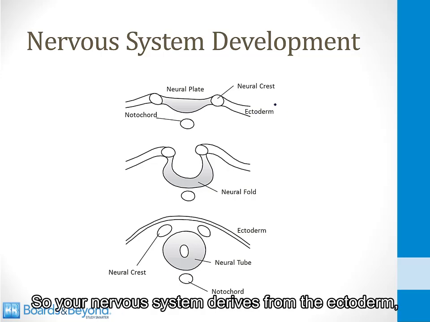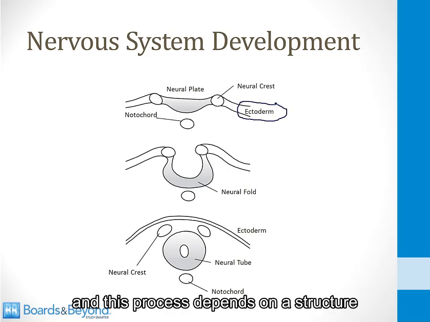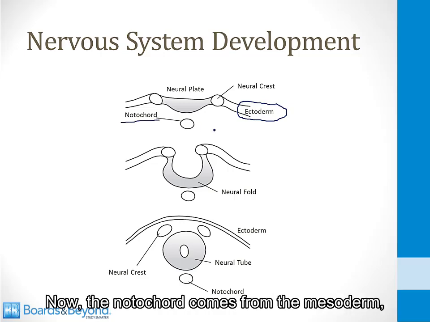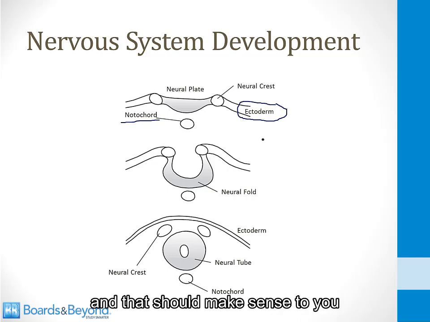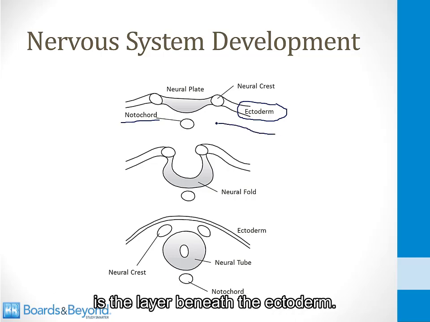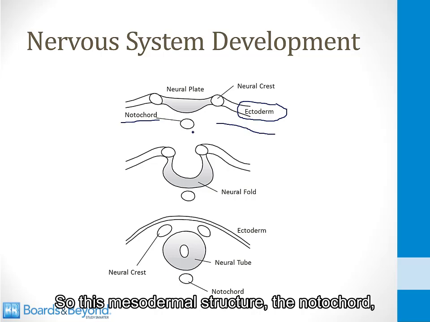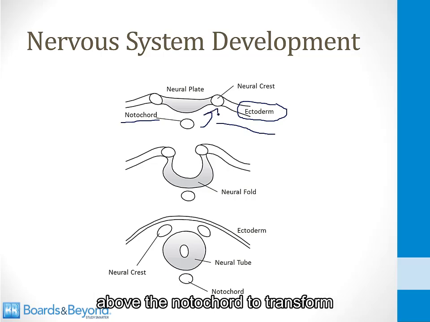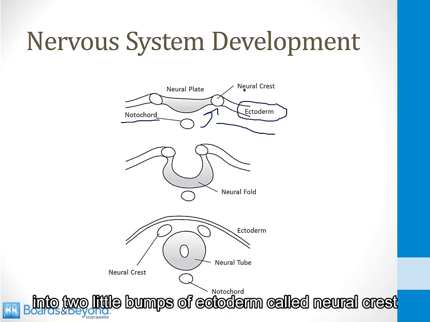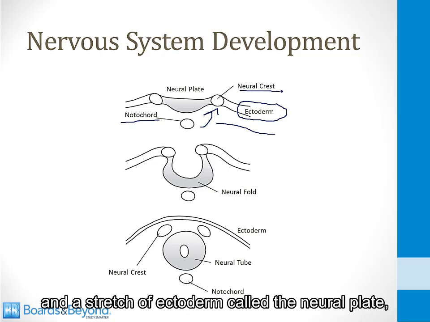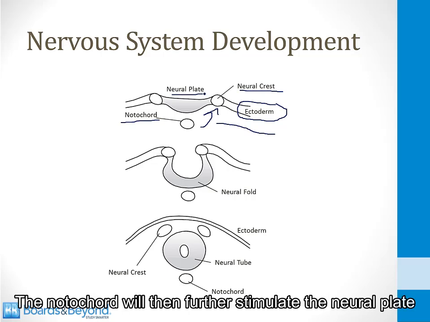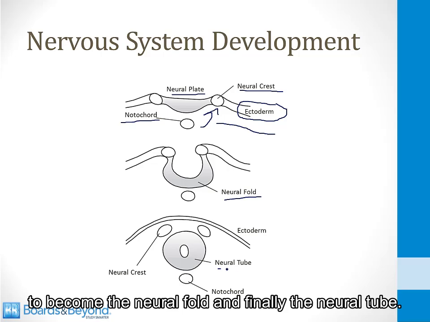So your nervous system derives from the ectoderm, and this process depends on a structure beneath the ectoderm called the notochord. Now, the notochord comes from the mesoderm, and that should make sense to you because you know the mesoderm is the layer beneath the ectoderm. So this mesodermal structure, the notochord, will influence via signals the ectoderm above the notochord to transform into two little bumps of ectoderm called neural crests and a stretch of ectoderm called the neural plate, which sits between the neural crests. The notochord will then further stimulate the neural plate to become the neural fold and finally the neural tube.